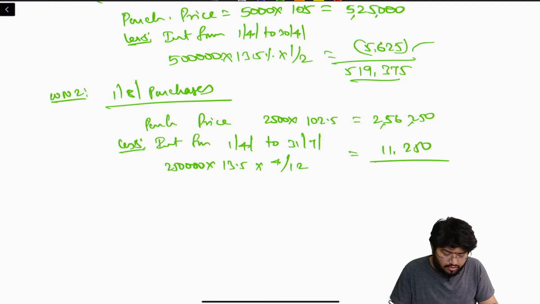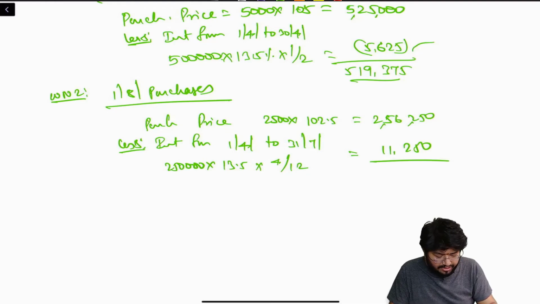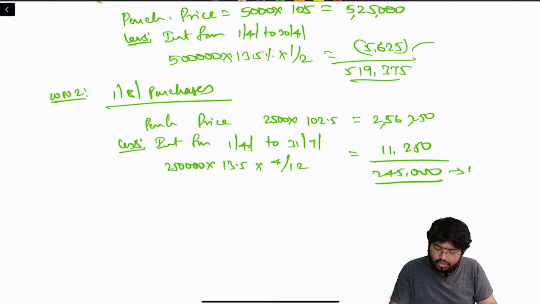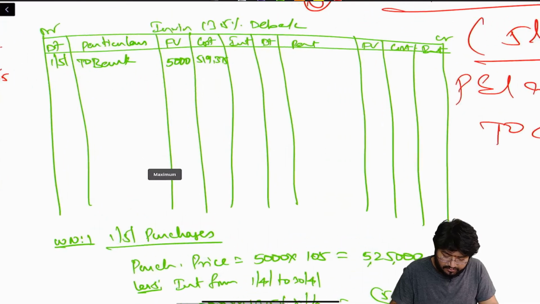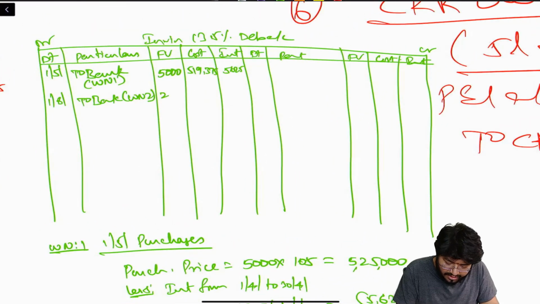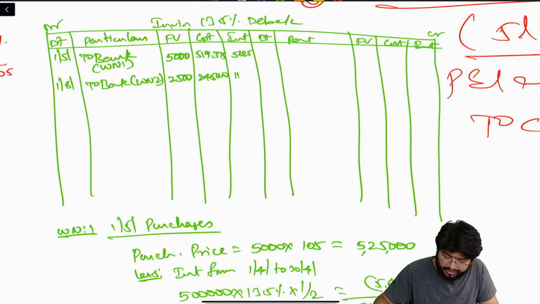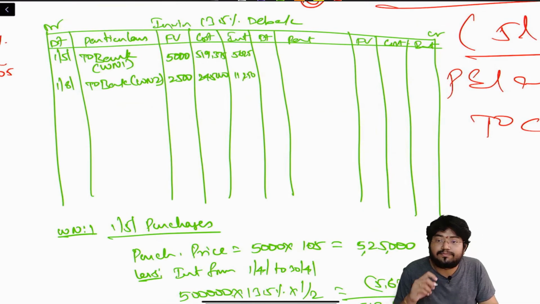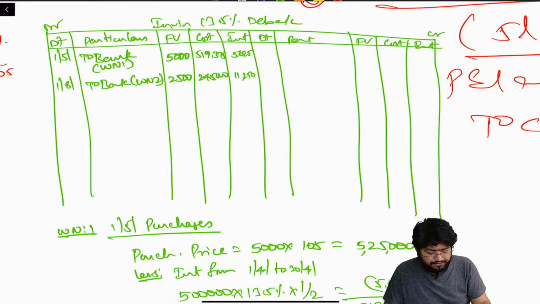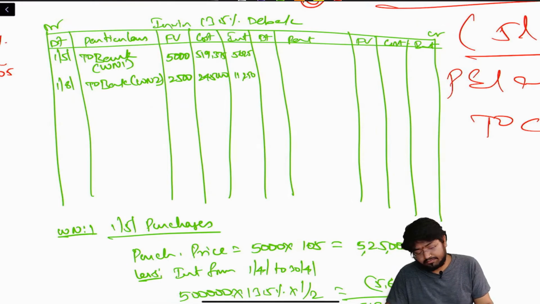11,250. So on deducting this, you get 256,250 minus 11,250, 2,45,000 as your cost. Okay, this will go to cost column, this will go to interest column. So here it is 2,45,000 in cost column and 11,250 in interest column. Okay, any doubts? No, sir. All right.